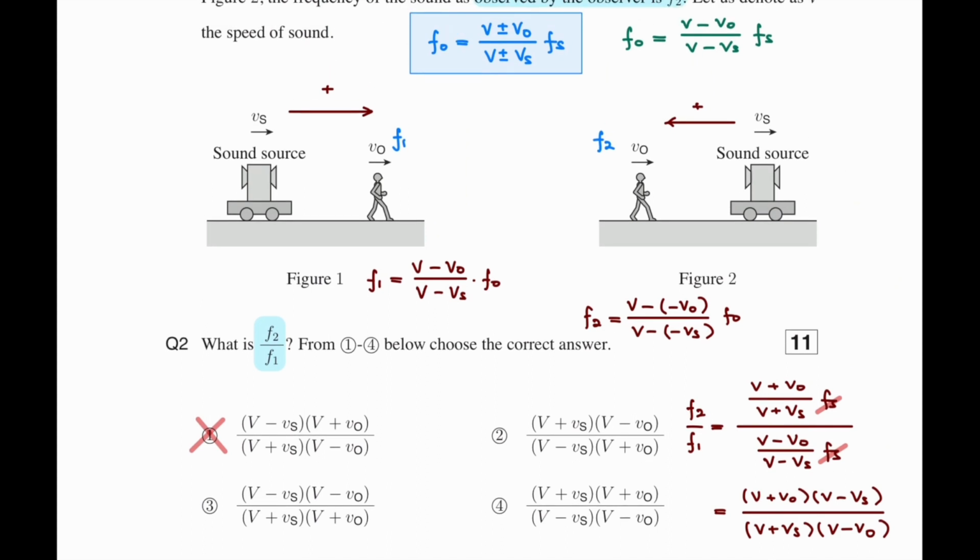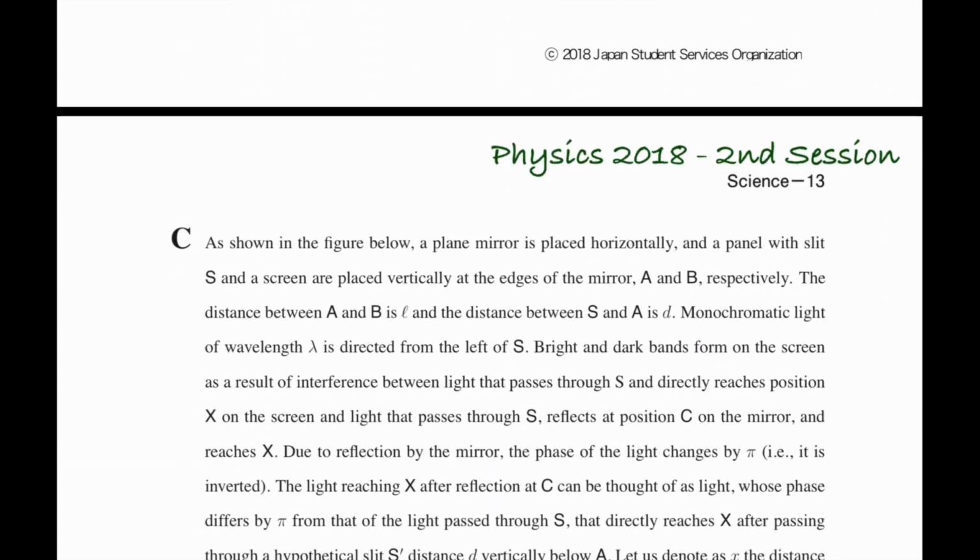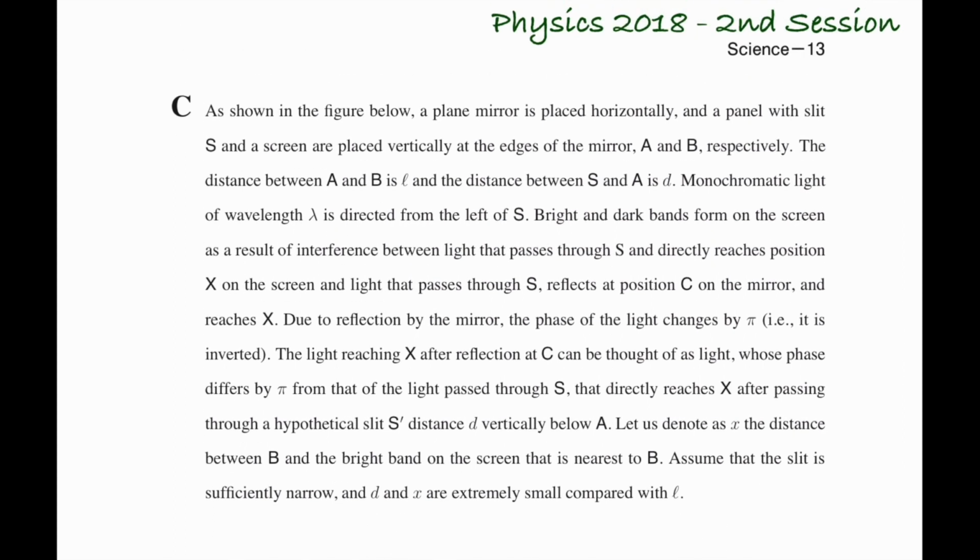So this is a little trick for those of you who are still confused about using the Doppler effect. Instead of using plus minus here, I usually write minus at first, and then when we see the diagram, we can find out whether VO and VS should be positive or negative. Okay, this is for question number 11. Let's proceed to the next question, which is the last question that I will explain in this video.